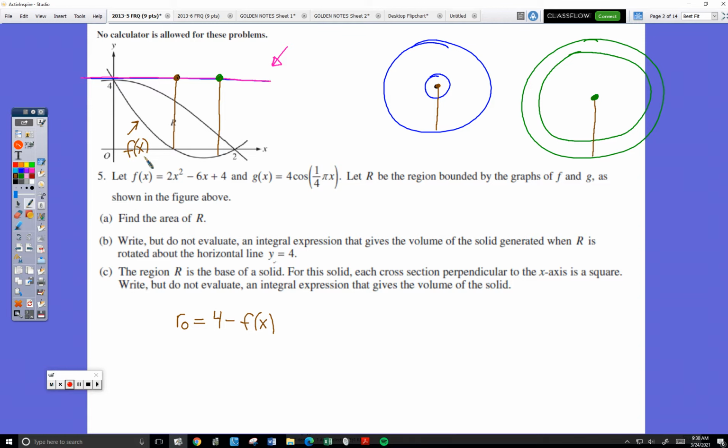Now the radius here of the hole goes from here to here. That's my inner radius. That's going to be 4 subtract g of x. The same would be true if I were finding this radius. This inner radius is much larger, but it's the exact same formula: 4 subtract g of x. Okay, I'm all set now to write the integral, so I just write it.